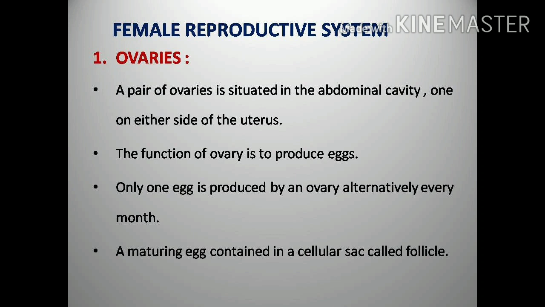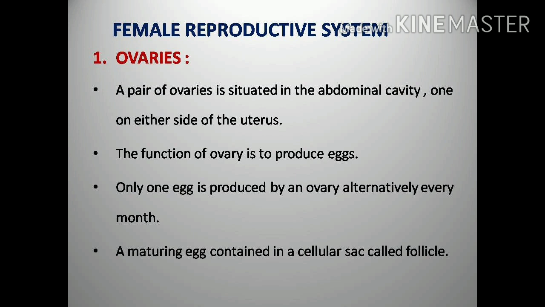So what is the main function of these ovaries? The ovaries' main function is that they produce eggs. Only one egg is produced by an ovary alternatively every month. Means if one month the right side ovary produces the egg, next month the left side ovary produces the egg.